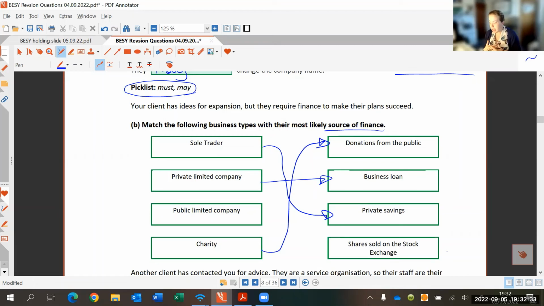I'm sure you've seen advertising on telly for the RSPCA, or the ones I see when I'm watching HGTV, like Sight Savers, Donkey Sanctuaries, NSPCC. They're allowed to advertise to get donations from the public, and there are also charities like Children in Need who have specific one-off events, and they get a lot of donations from the public. So that's their main way of raising money to do what they do, which means that the final one, our public limited company, is where we get those shares sold on the stock exchange.